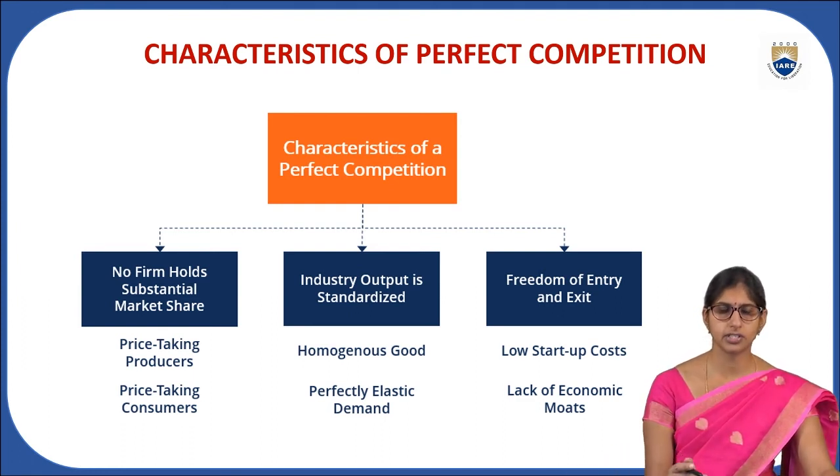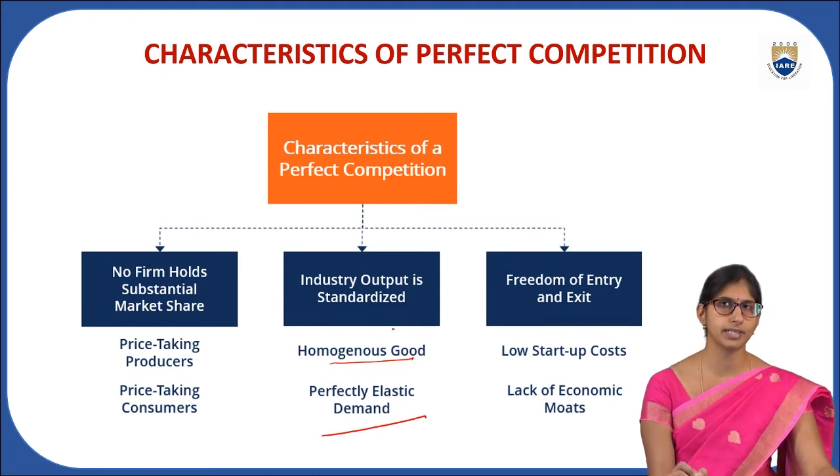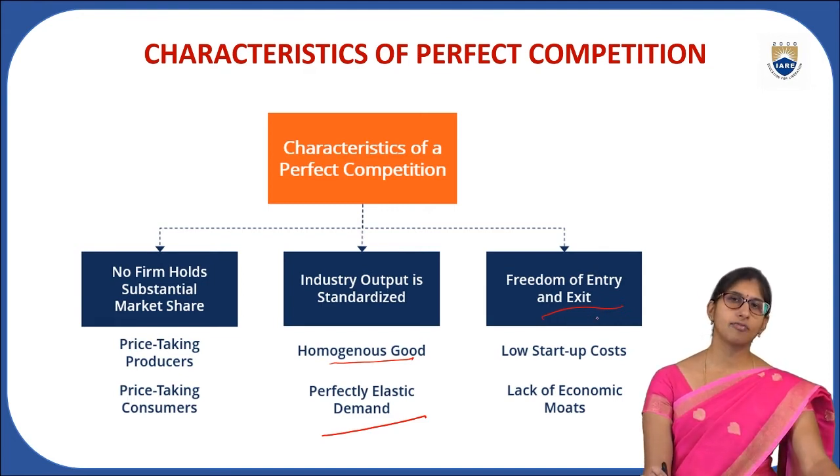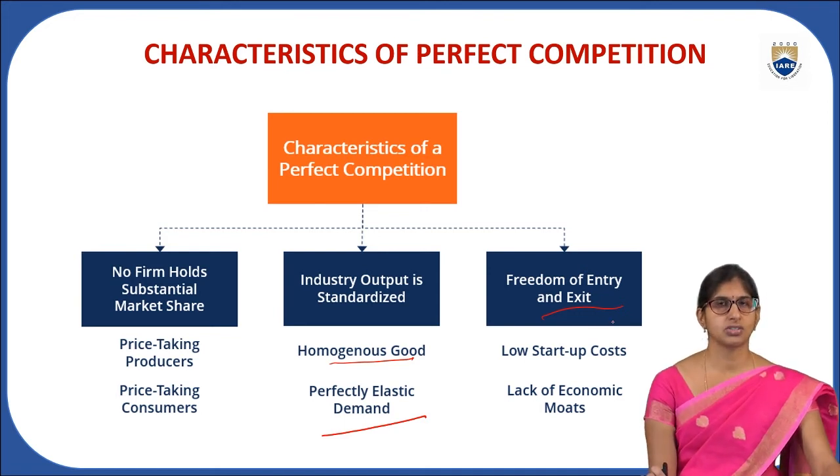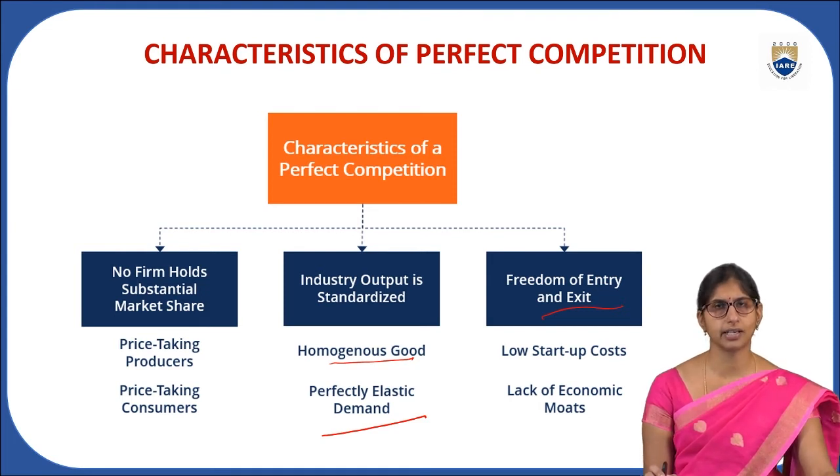Coming to the industry, we see homogeneous products. As we have homogeneous products, we have a perfectly elastic demand in the case of industry output, because here industry output is standardized. And the basic important characteristic of perfect competition is freedom to enter and freedom to exit the market. Here one will have low startup costs, as there is free entering into and exiting the market.